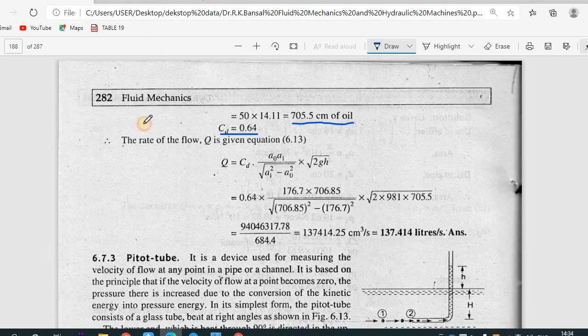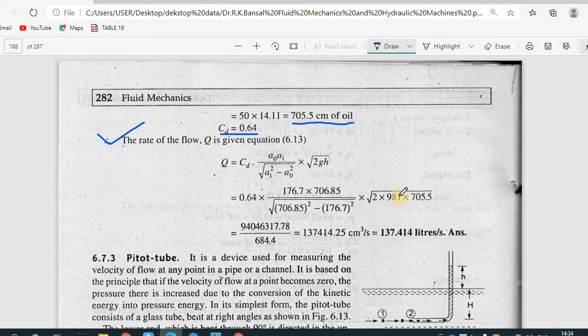Now we'll find the rate of flow. The rate of flow formula is Cd into AO into A1 divided by under root of A1 square minus AO square, into under root of 2GH. Here we have got all the values. We have got the value of CD as 0.64, the value of AO as 176.7, and the A1 value is 706.85. So A1, which is 706.85, the whole square, minus 176.7, the whole square.